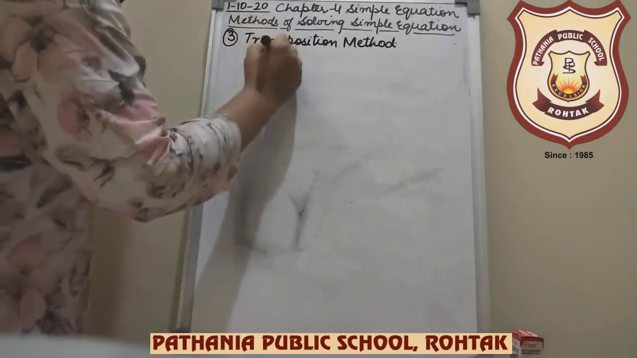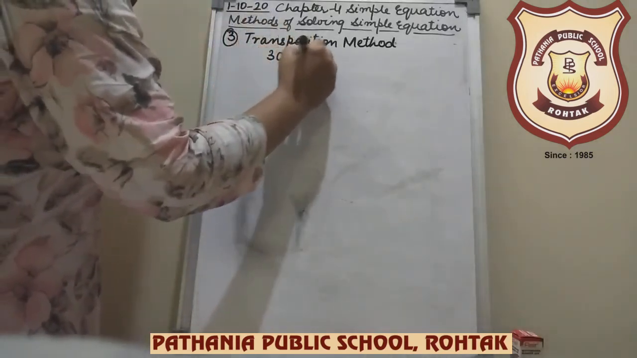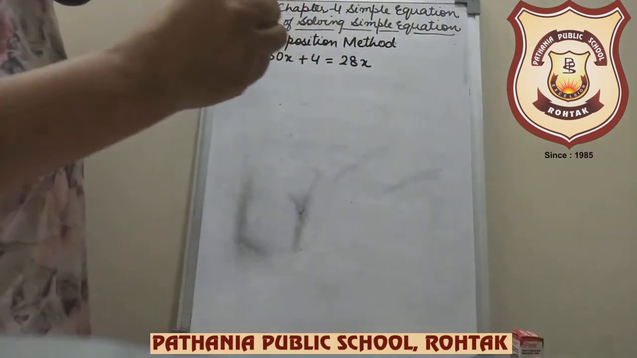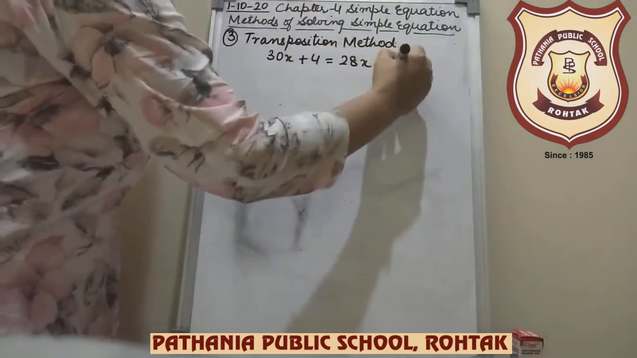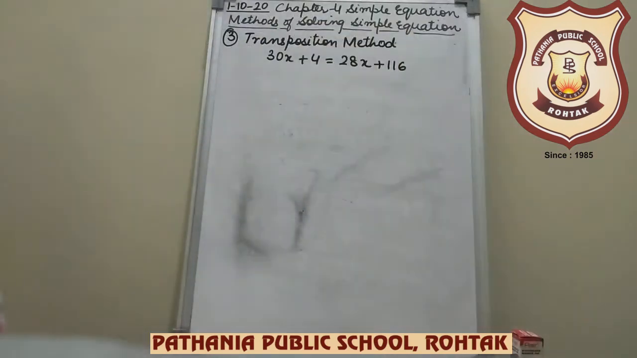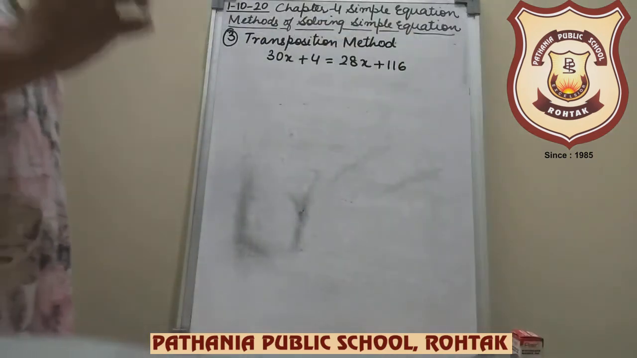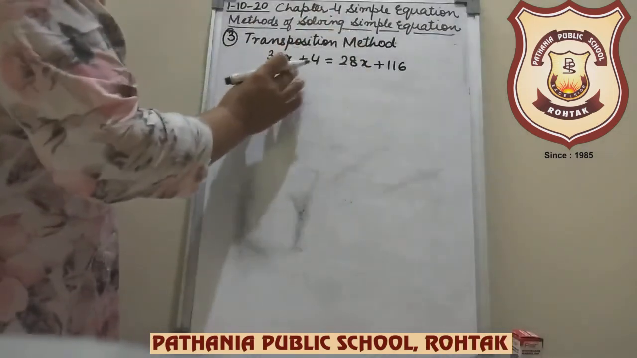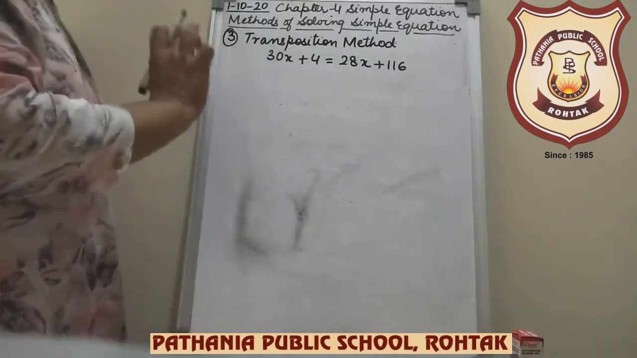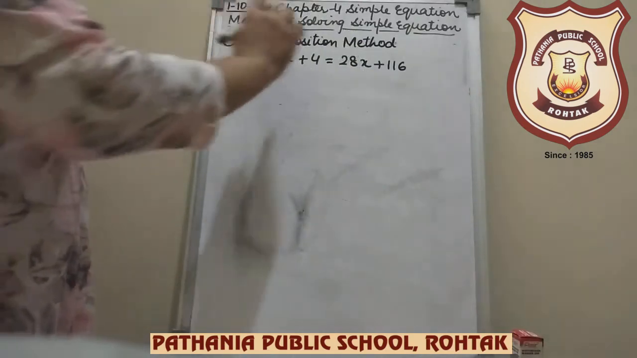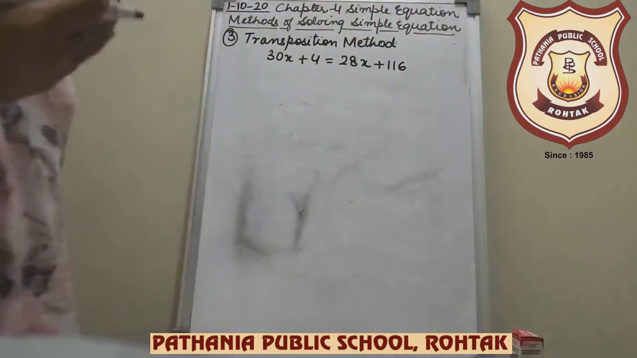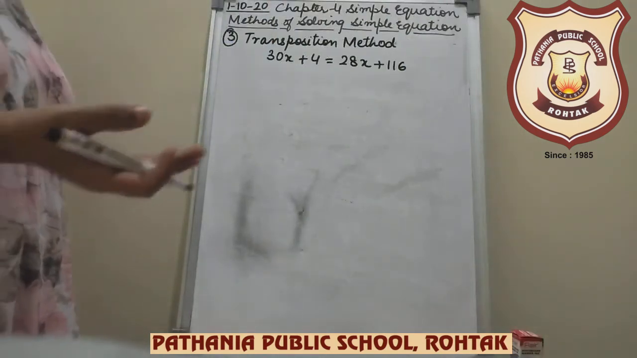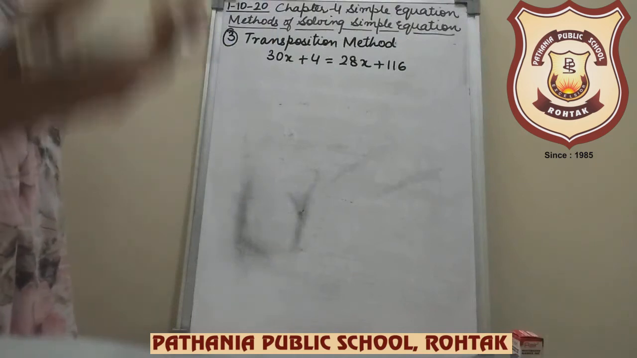So let me take an example. 30x plus 4 is equal to 28x plus 116. This is your equation. First thing, like terms have to be on one side, means the variable terms have to be on left hand side. This is a very important thing. And the constants to be on right hand side. So you have to change the position. You have to transport the terms from one side to other.